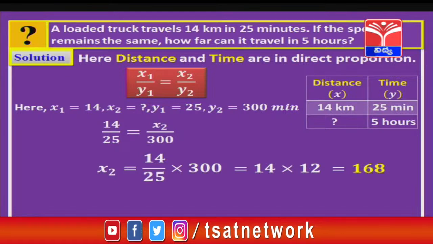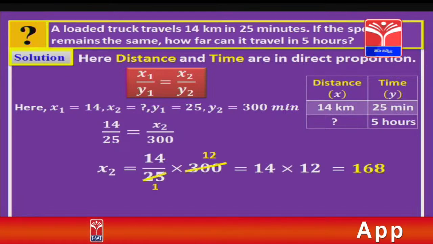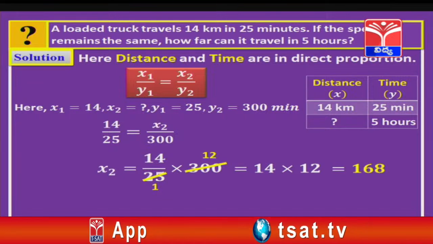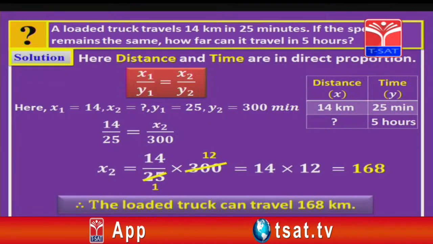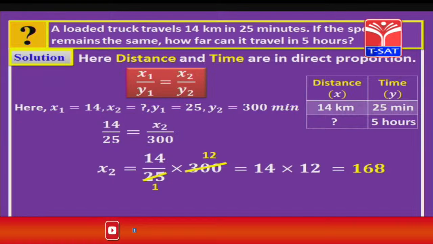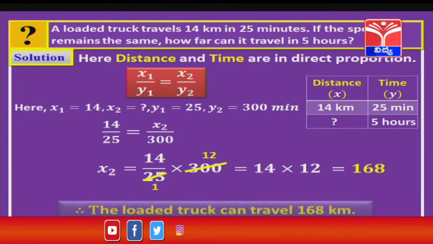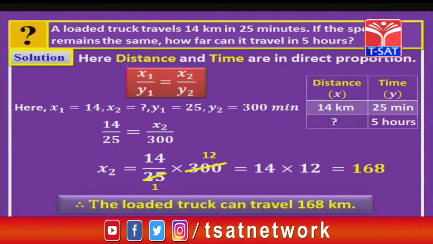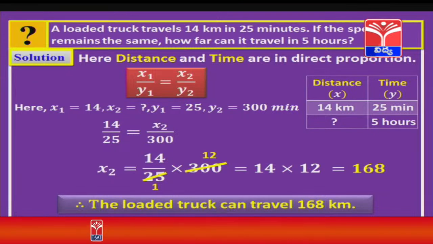Let us simplify this, children. In 300, how many times 25? 12. So, we get 14 into 12. On multiplying this, you get 168. Hence, I can write that the loaded truck can travel a distance of 168 kilometers in 5 hours.